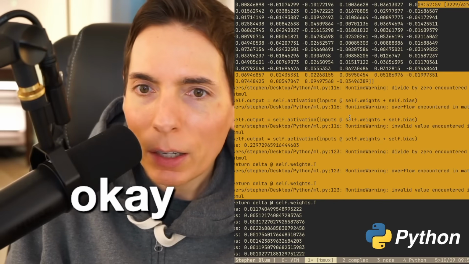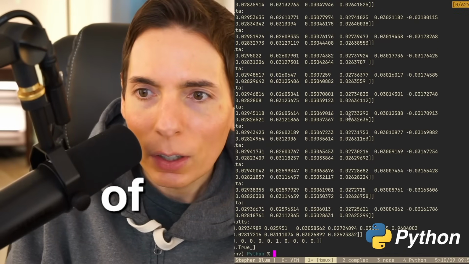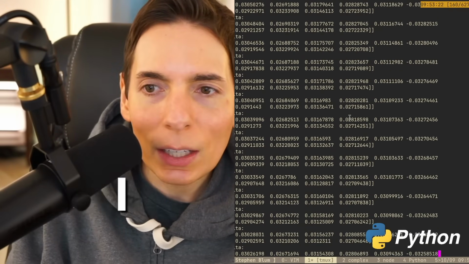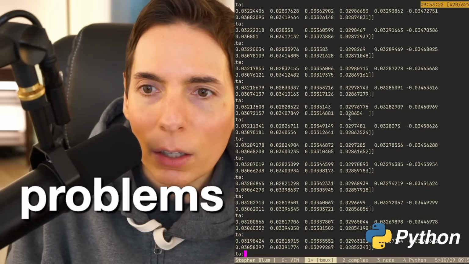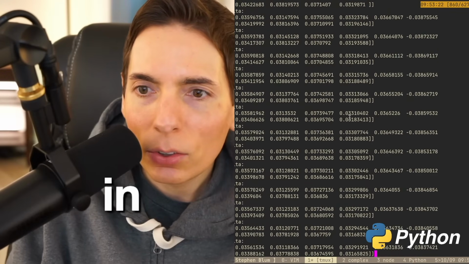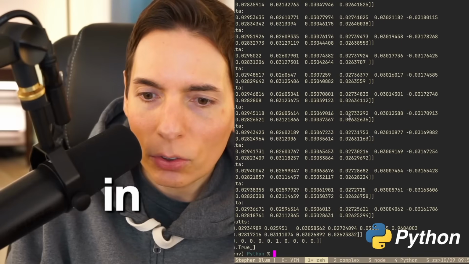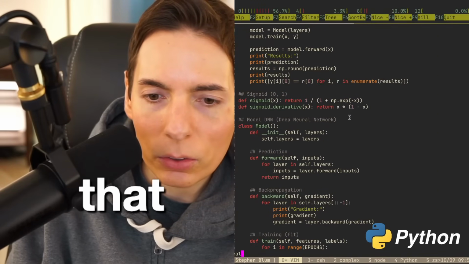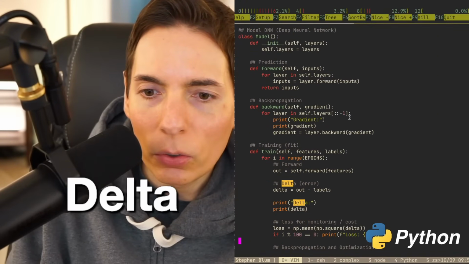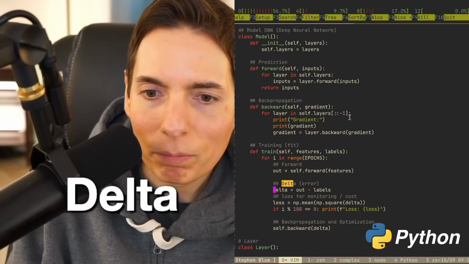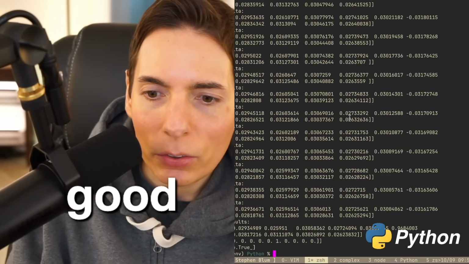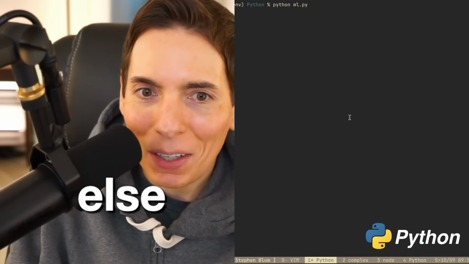Okay, so divide by 0. We've got a whole bunch of prints here. The deltas look beautiful. I don't see any zeros or any problems at all. So it can't be in the deltas. It does not look like it's in the delta, so we don't need to worry about that. Delta is clean. Delta looks good, but let's see what else we got. What else do we have, you guys?